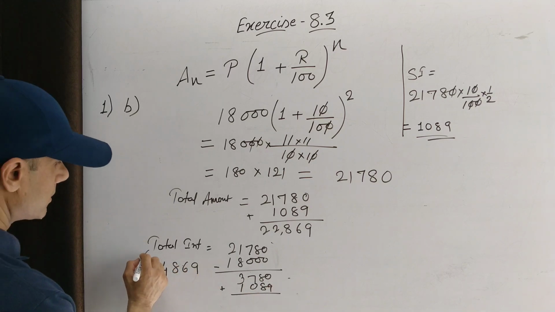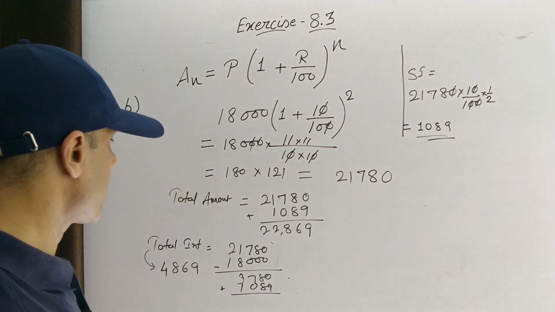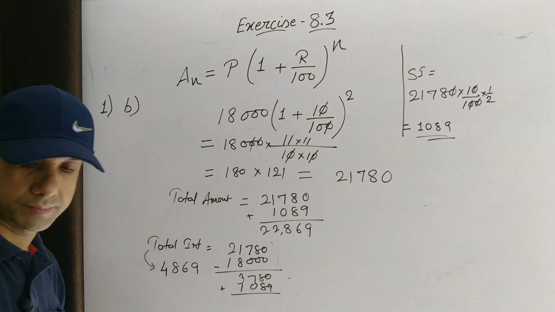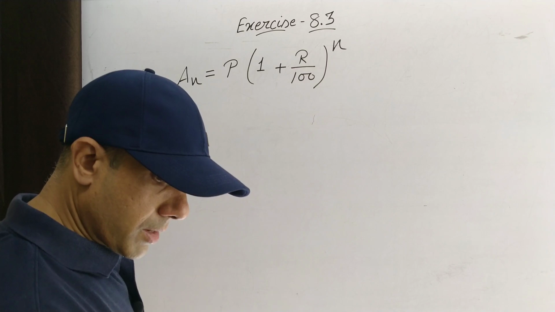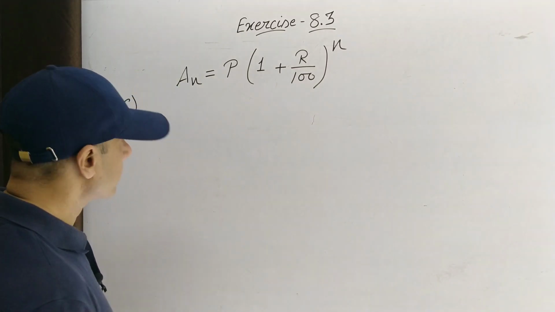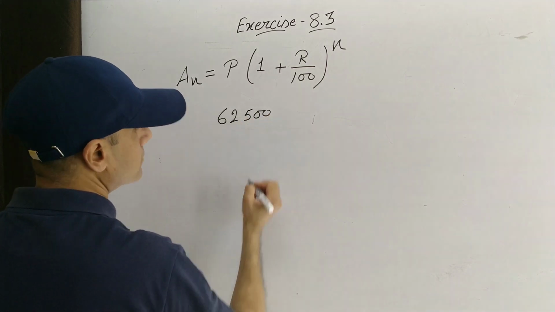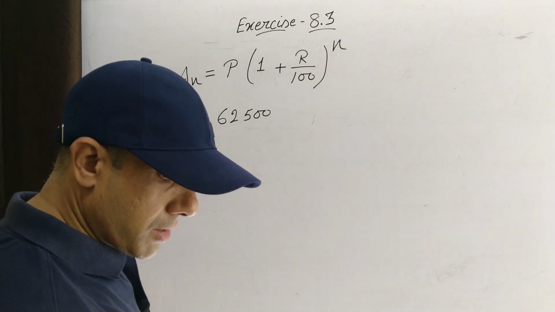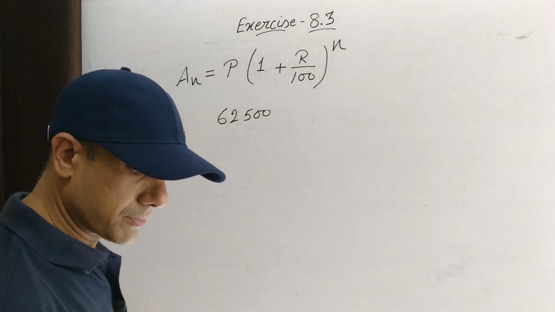So total interest is equal to 4,869 rupees. Clear? Part C. Amount is 62,500. So 62,500 is the principal amount for 1.5 years at 8% per annum compounded half yearly.